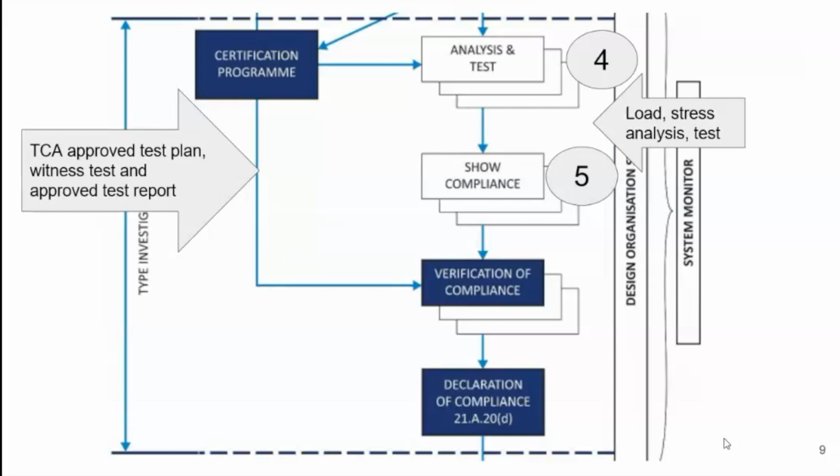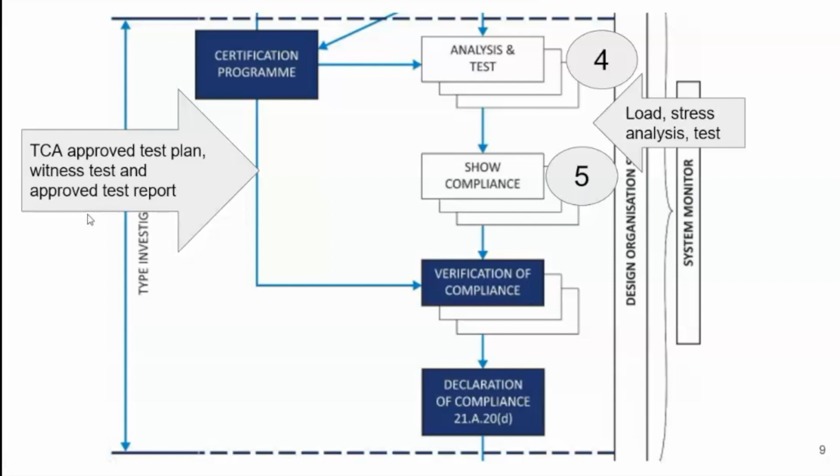At the same time, during the test and during the analysis, the type certification authority has to work together with the design organization, the OEM, or the applicant for the design. What you need to do is develop the test plan and submit it to the authority for their approval. And then you have to plan for them to witness the test. As you do the test, you have to invite them to witness it.